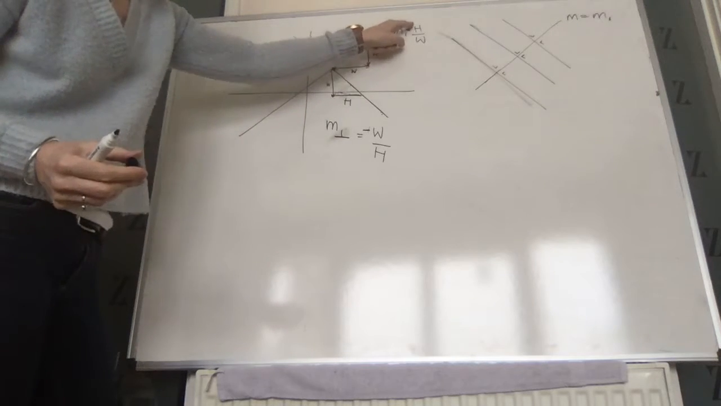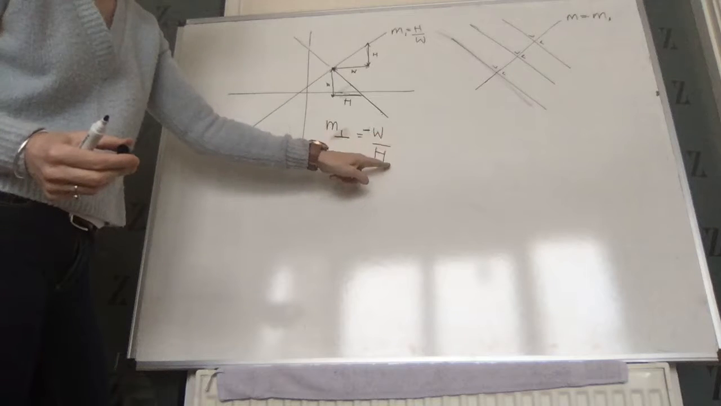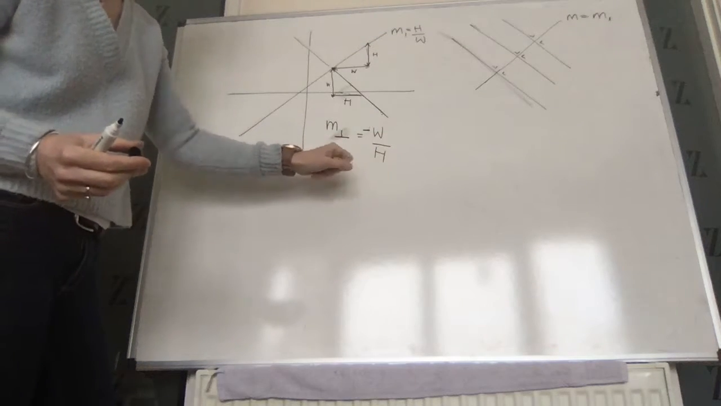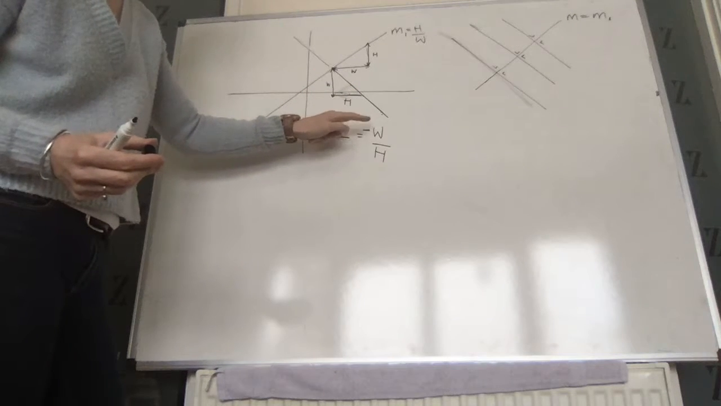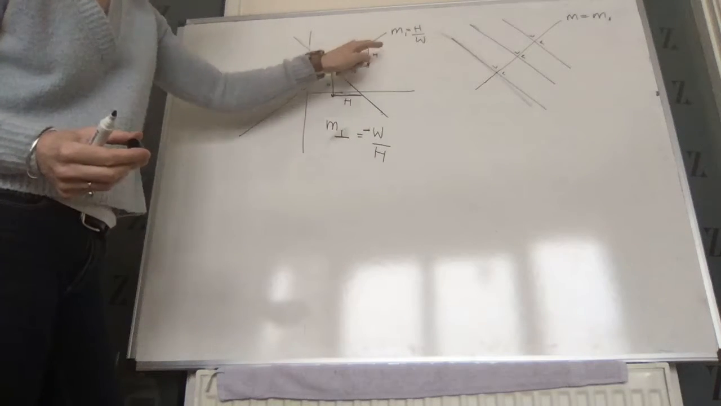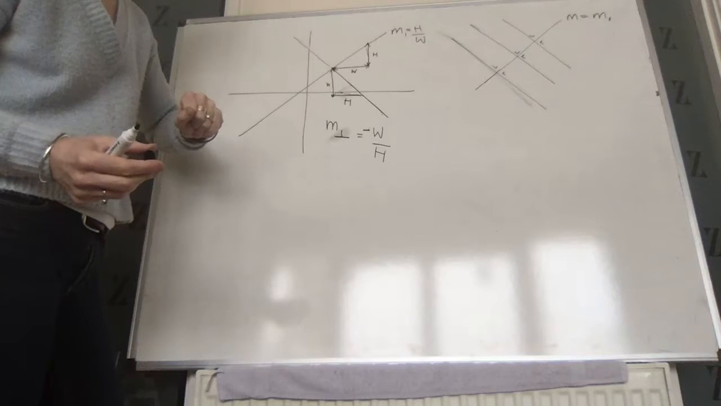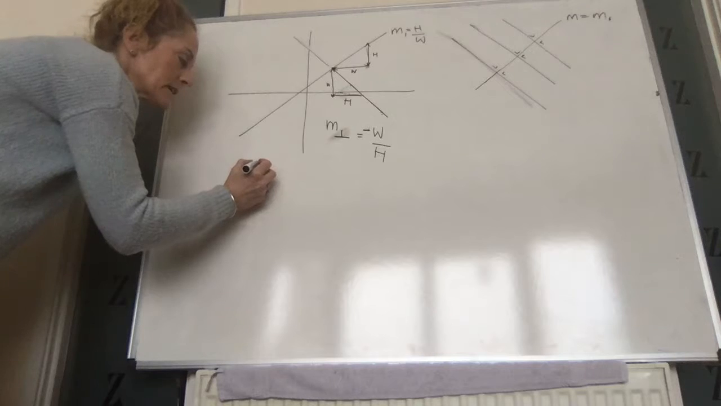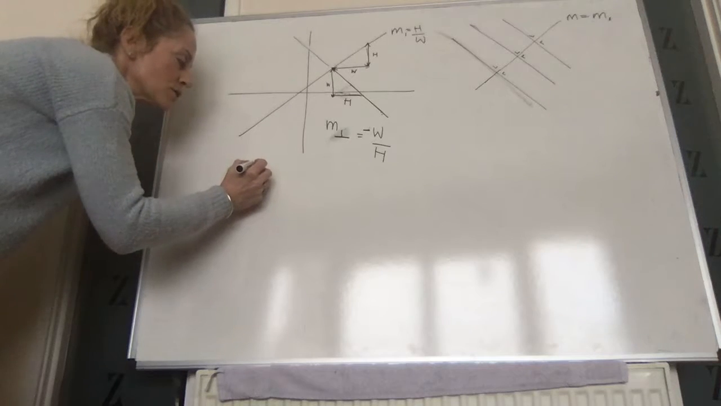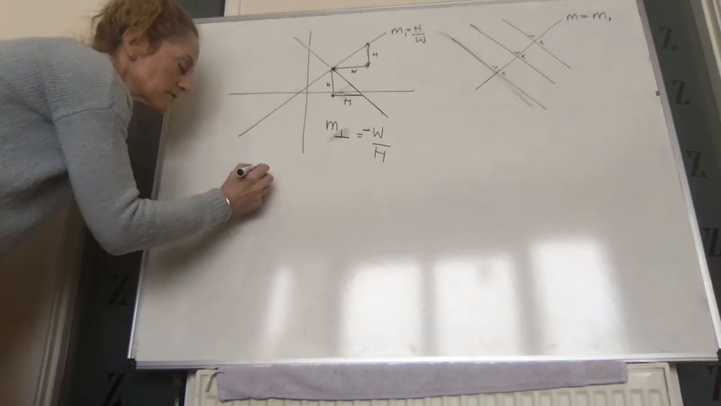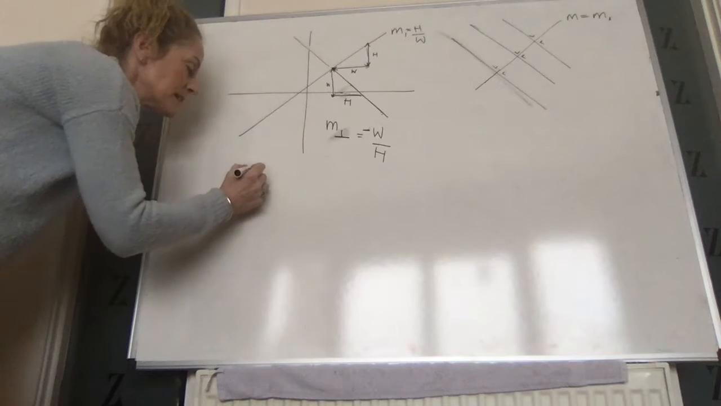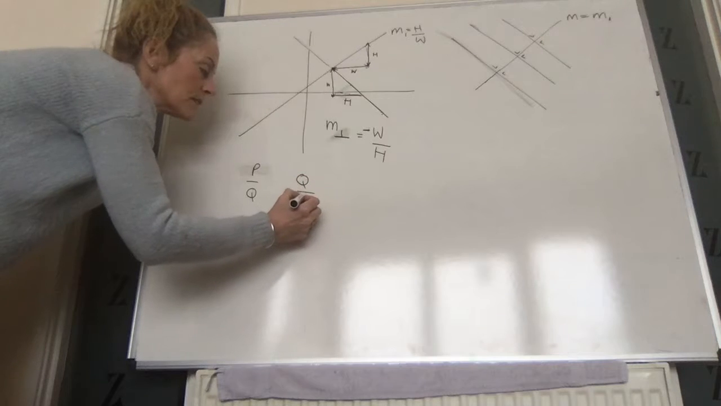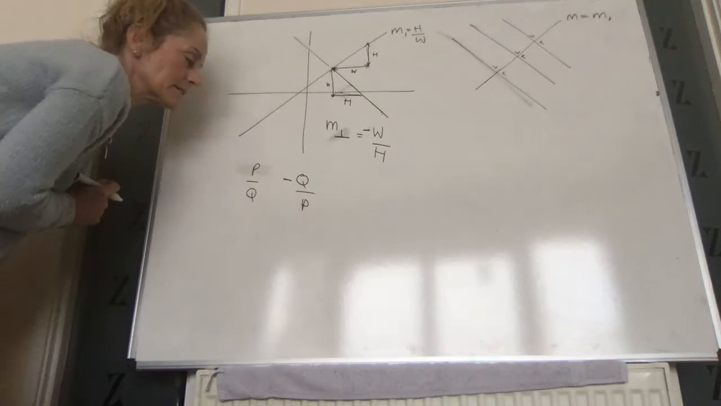Okay, so what's happened is the slope has turned upside down. The actual value, the fraction, is now the reciprocal of what it was, and the sign has changed. So the sign is opposite. Okay, so the lesson from that is, if two lines are perpendicular, then if the slope of one line is p divided by q, the slope of the other line will be q divided by p, and it'll be a minus.